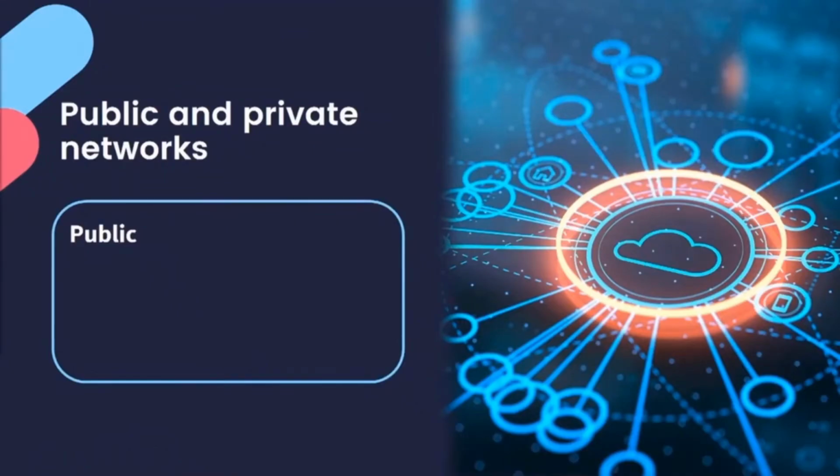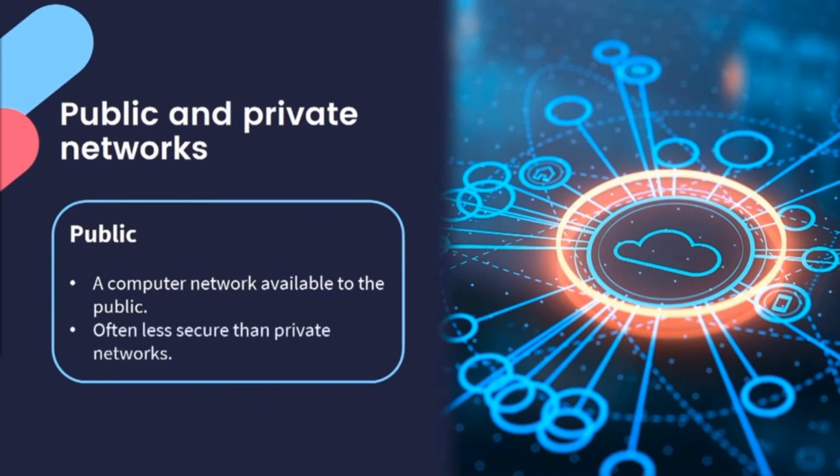Now, apart from LANs and WANs, a network can also be public or private. In a public network, a computer or device is available to the public over a network. And again, a typical example here could be something like the internet. Now, the issue with a public network is that it is often much less secure than a private network, but also cheaper to implement.